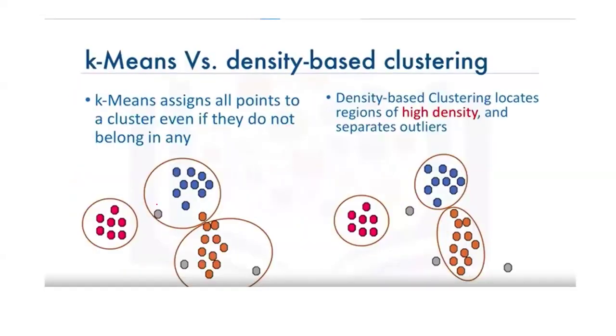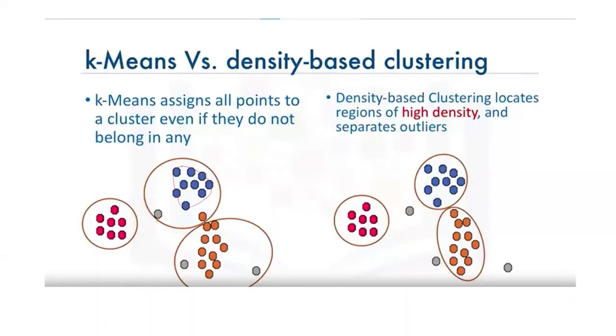Okay, and this is how k-means assigns all the points to a cluster, even if they don't belong in any. So these are the outliers, right? If this is not considered, then it will detect this as a cluster. But because of this outlier, it has considered this into this particular cluster, and now the cluster looks like this, right? And here also it looks like this. These are the two outliers.